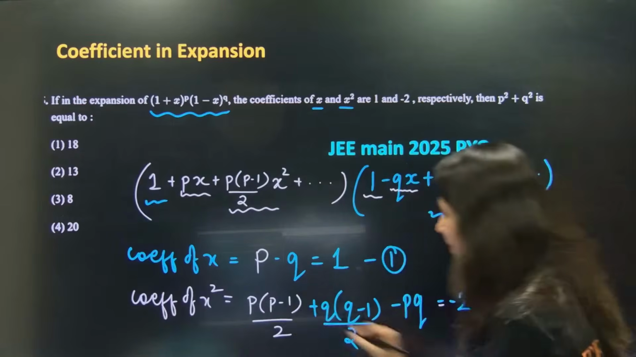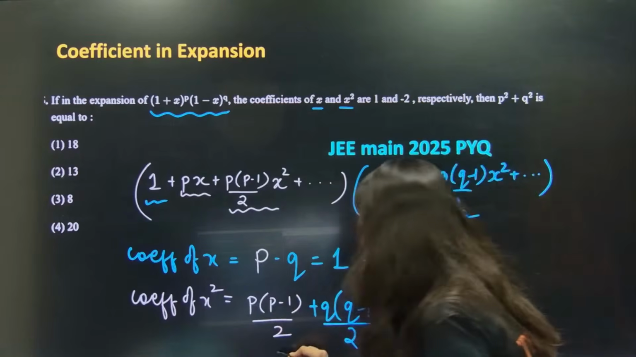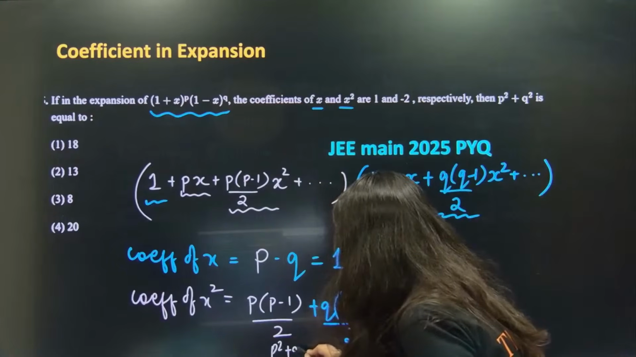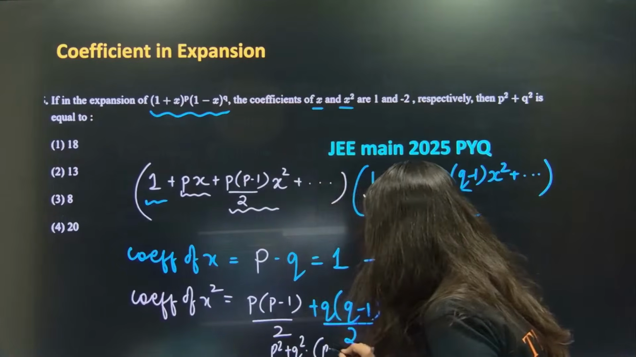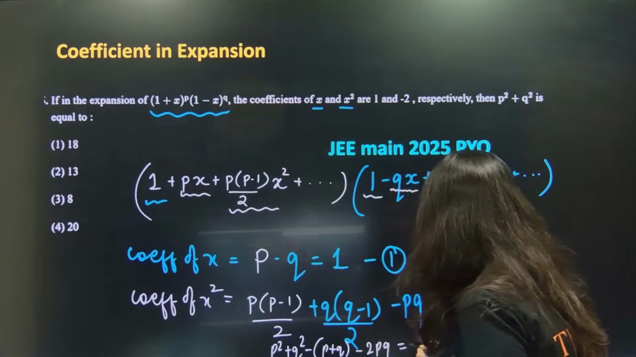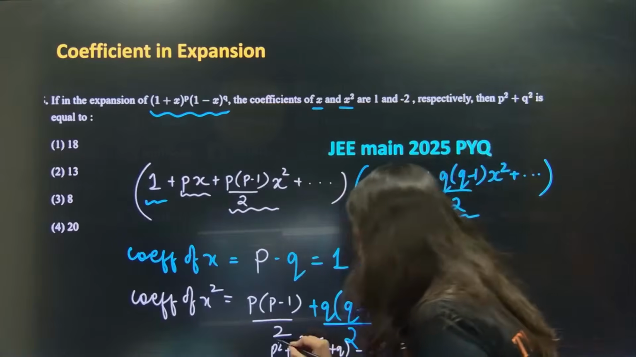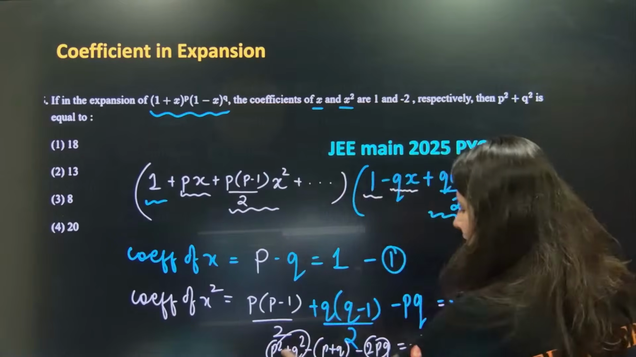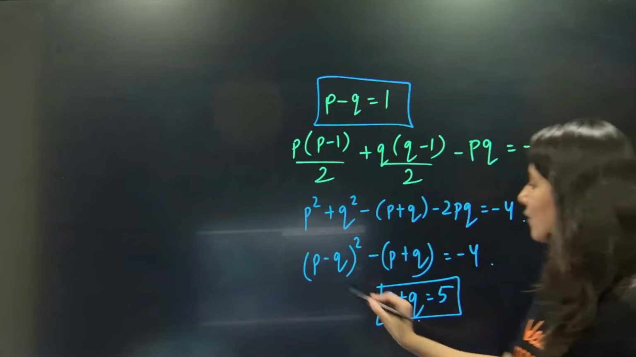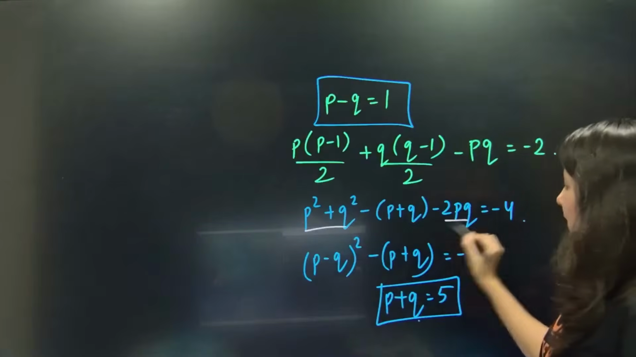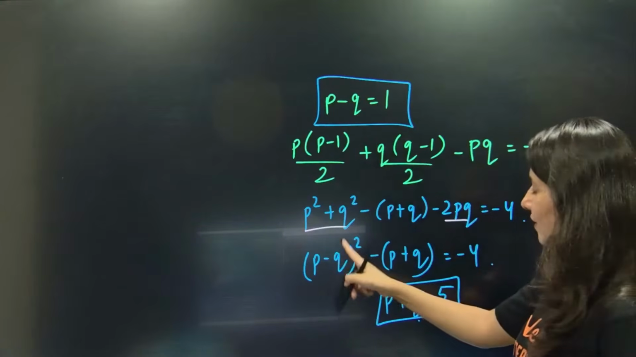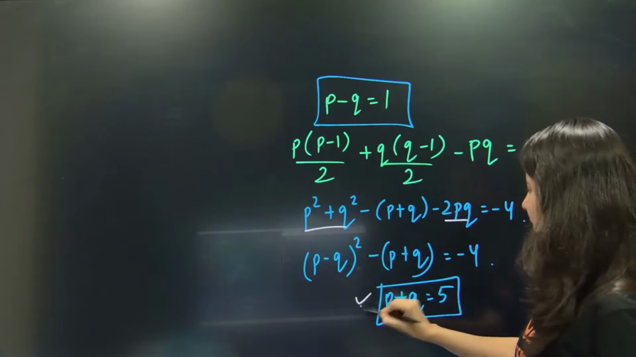Solve this part. You will get p square plus q square minus of p plus q, and minus 2pq is equal to minus 4, correct? So can you see this will be a perfect square, p minus q whole square. I have done it for you: p minus q whole square minus p plus q is equal to minus 4. p minus q is just 1. If you put 1, p plus q is equal to 5.